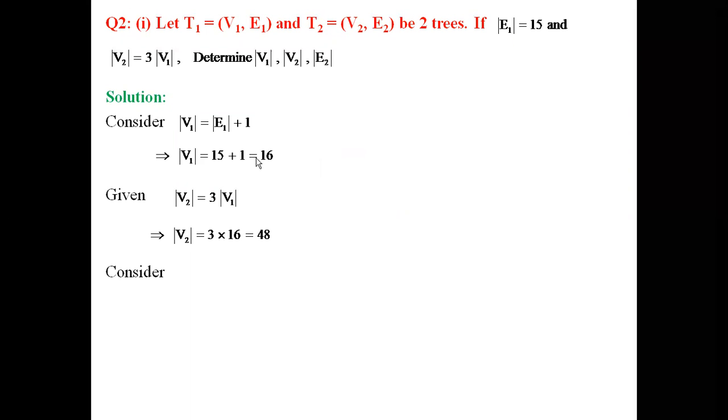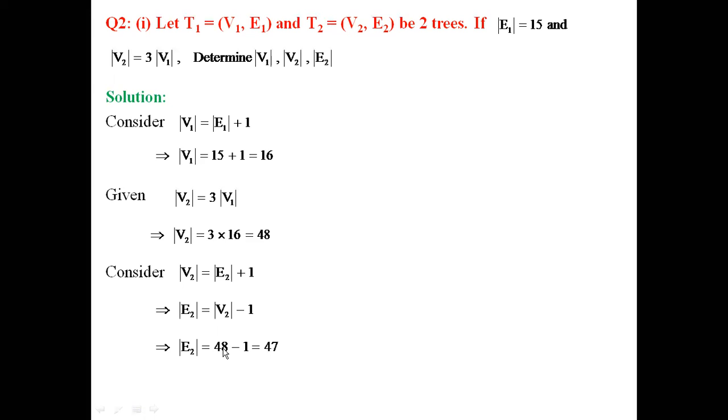Next, we have to find the number of edges in the second tree. So we have the expression V2 equal to E2 plus 1. The number of vertices is equal to the number of edges plus 1. Considering the same, we obtain the value of E2. E2 is V2 minus 1, m equal to n minus 1. A tree with n vertices always has n minus 1 edges. So 48 minus 1 is 47 for us. This is how, from the given data, we are able to find the cardinality of V1, V2 and E2.